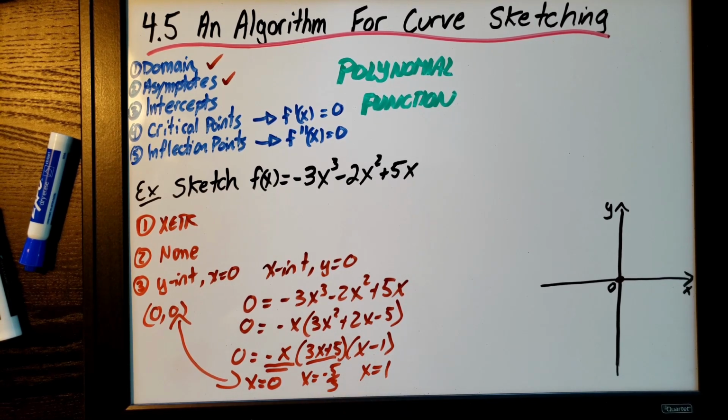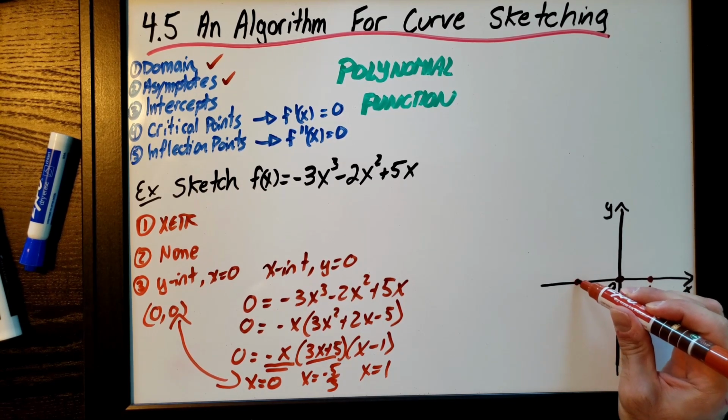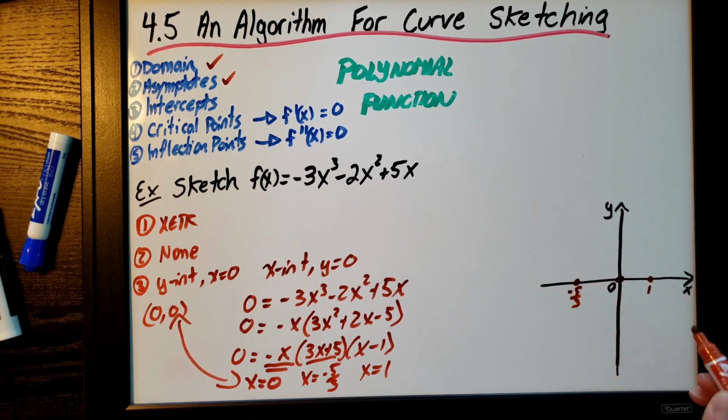But I have 2 other points here. I have x equals 1. So I'm just going to make this up over here. I'm going to call this 1, and I have a point there. And negative 5 over 3, that's just about negative 2. So I can call this negative 5 over 3. Okay, so these are the points so far that I have on this graph. 3 points on the x-axis.